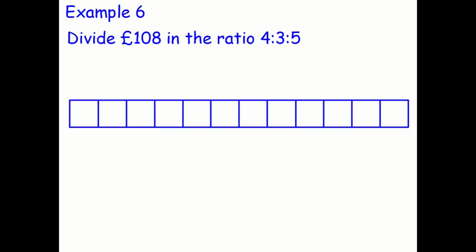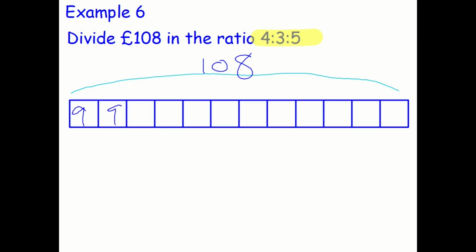Example 6, divide 108 in the ratio 4 to 3 to 5. So it's a 3-part ratio now. I'm going to add those together and I get 12. Hence I've got my 12 boxes here, and 108 has got to be split between those 12 boxes. If you do 108 divided by 12, you get 9. So 9 is in each box.